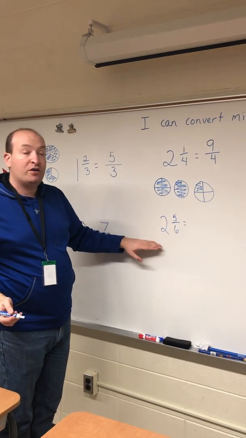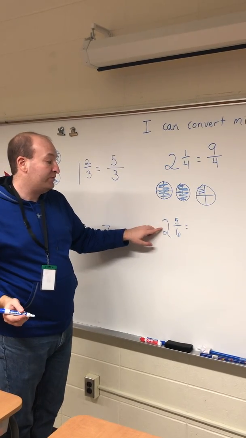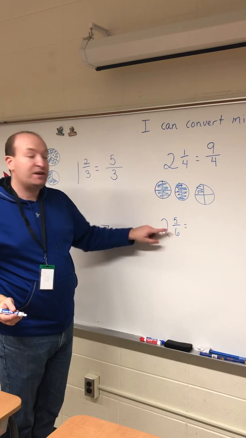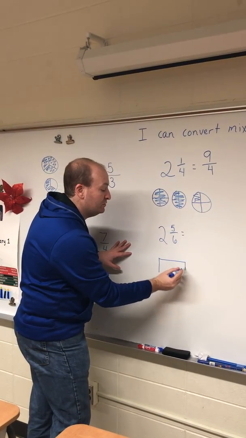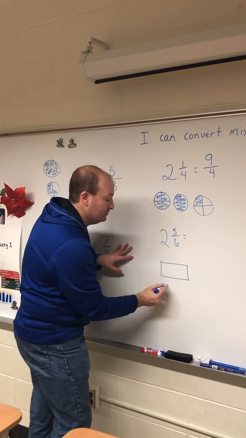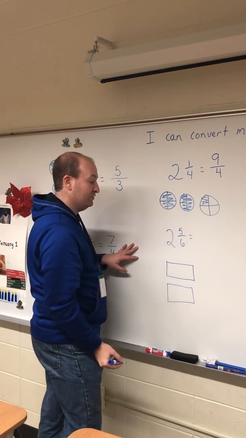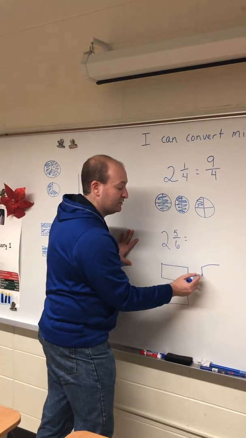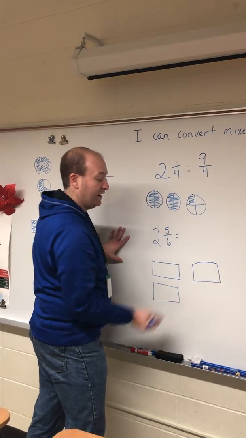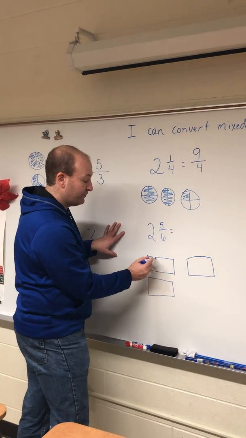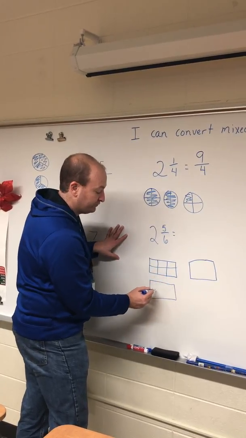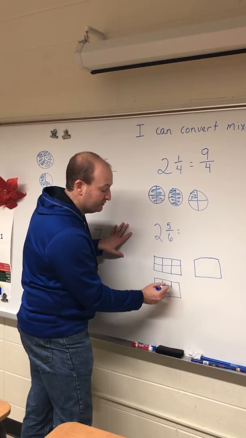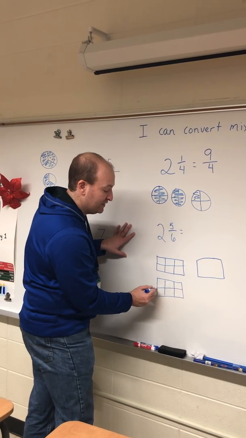Again, coming down here, I could draw a picture if I needed to. So I have 2 and 5/6. I'm going to draw rectangles for this. So I'm going to draw 2 full rectangles. Doesn't matter what shape you do. And I'm going to draw an extra rectangle to do the extra 5/6. So I'm going to divide each rectangle into 6 pieces. It doesn't have to be perfect. This is just to get a visual representation.